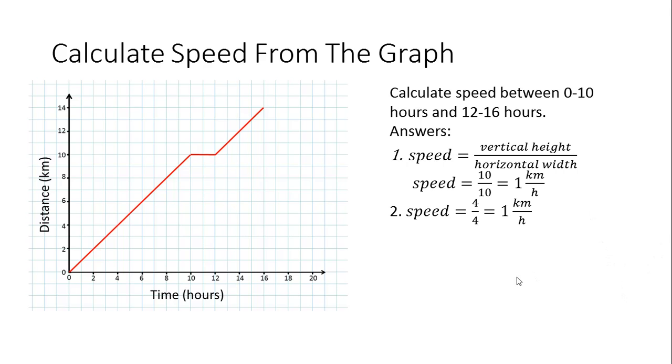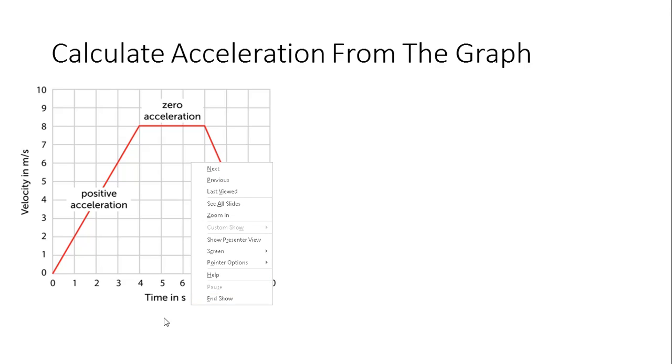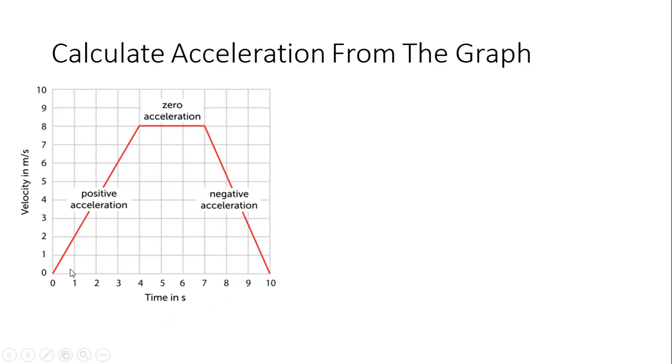And then next, we need to calculate acceleration using a graph. And for this one, we use the velocity and time graph because the formula of acceleration is delta speed or velocity over time. And for this one, the unit of velocity is m over s and the unit of time is s. It is different from the last slide because on the last slide we use km and hour.